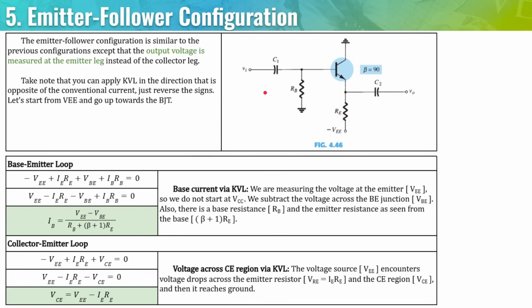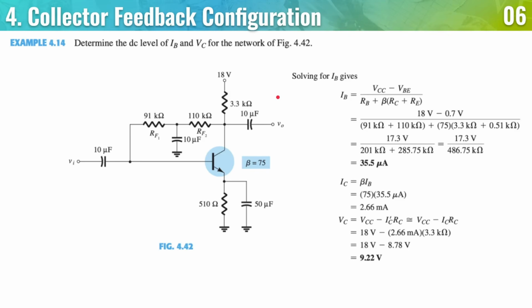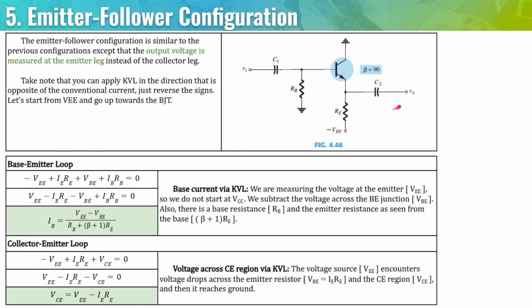So for the emitter follower, it's similar to the previous configurations except that the output voltage is measured at the emitter leg. If we look at our example from earlier, V sub O, or the output voltage, is measured here along the collector. This time we're measuring it along the emitter. So let's look at the base emitter loop.